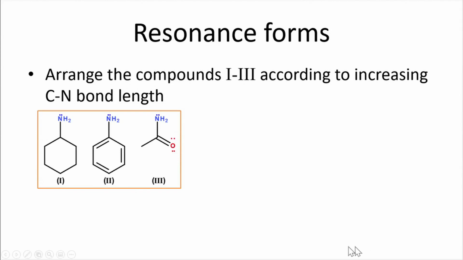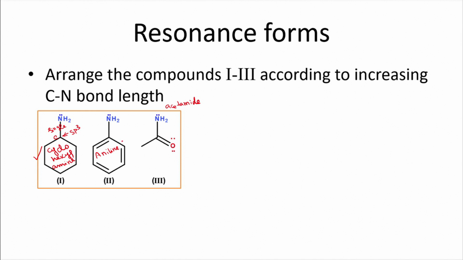We have to arrange the compounds 1, 2, 3 according to increasing CN bond length. So, this is cyclohexylamine, this is aniline and this is acetamide. We have 3 different compounds, and in cyclohexylamine we have an sp3 hybridized carbon atom. So, there is no resonance possible in this particular case. In other words, this carbon nitrogen bond will always remain a single bond, and this is going to be the longest one. So, this is going to have the longest length.